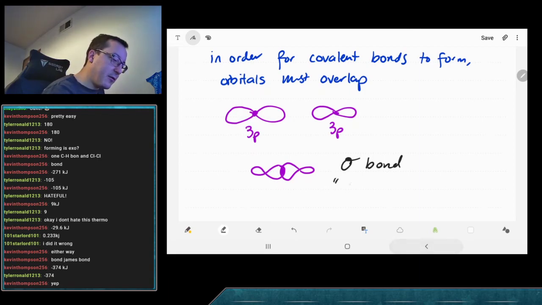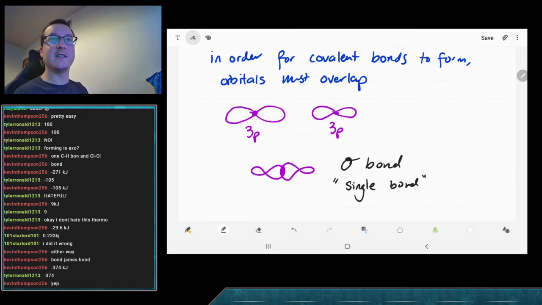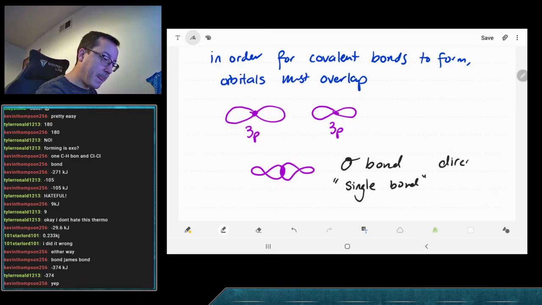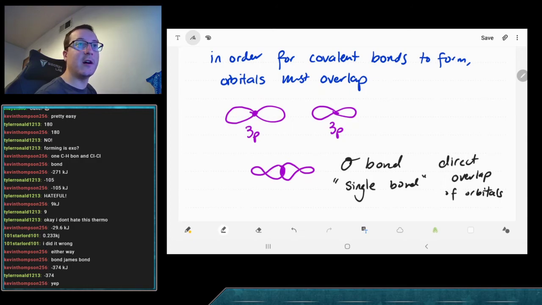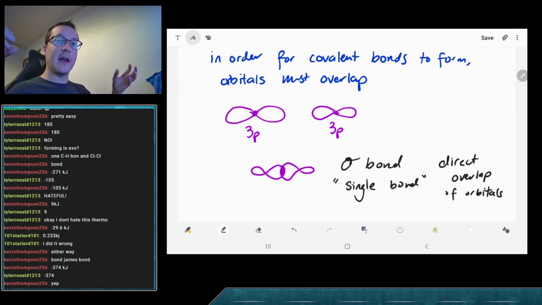Something we refer to as a single bond. Single bonds are always going to be sigma bonds, but for right now, let's just accept that. And so that's going to be this nice overlap between them. So for chlorine to form that single bond, it's got these 3p orbitals that each have one electron in them, and they're going to come together and pair off and make that nice bond.